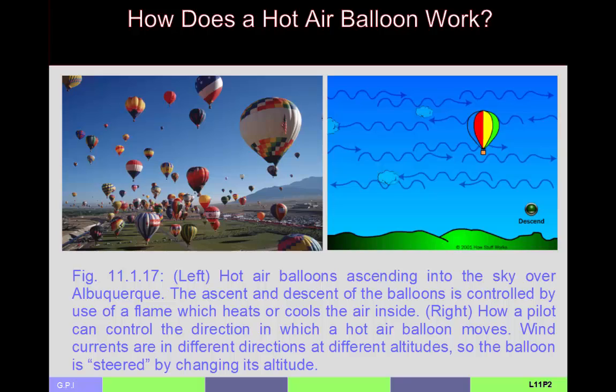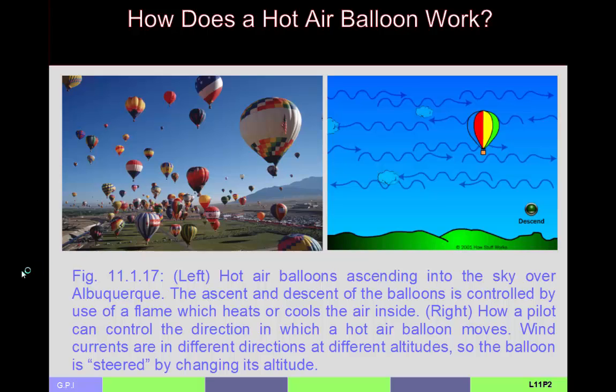So I wanted to talk about a couple simple applications of Archimedes' principle. The first one is basically hot air balloons. And what we see here in this picture is the hot air balloon festival in Albuquerque. It's an enormous festival. I mean, you can see how many hot air balloons there are. There's usually hundreds, if not more.